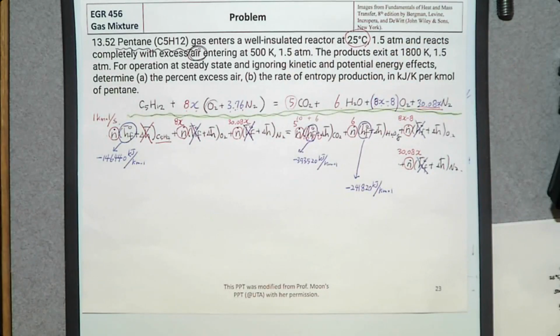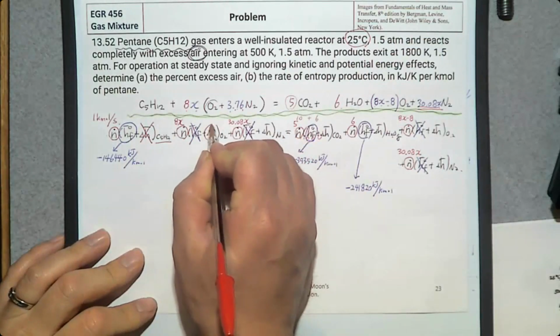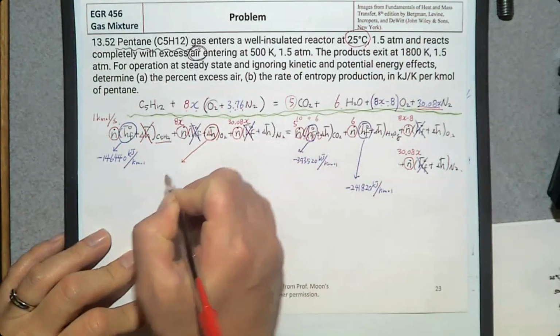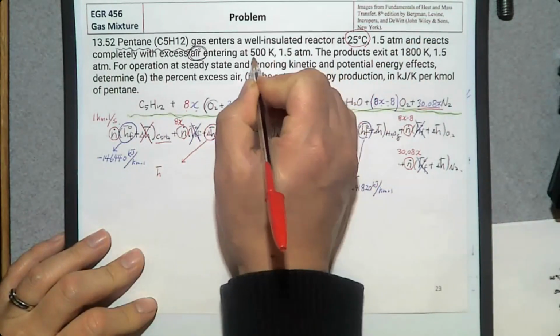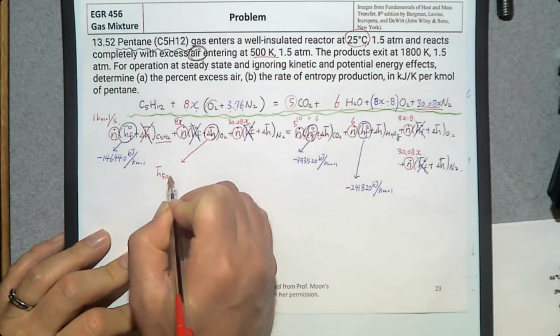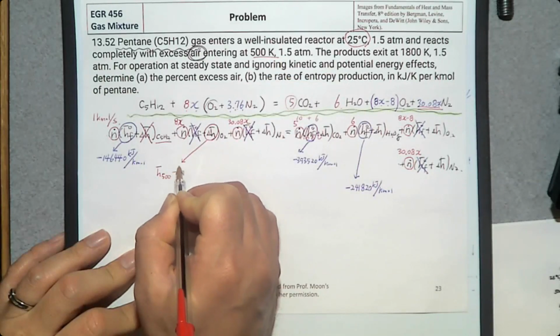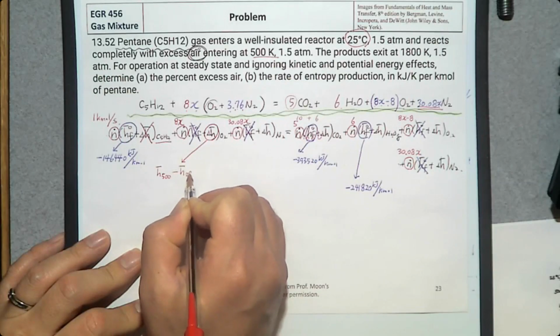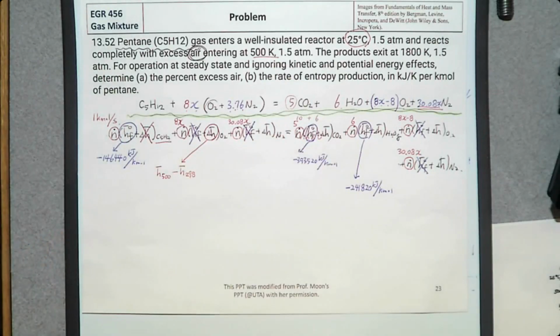What about oxygen in the reactant? This one. What is the temperature of oxygen? Air entering at 500 Kelvin is not the standard temperature. So we need to determine delta H. For oxygen, what is the given temperature? Delta H at 500. What is the standard temperature? Delta H bar at 298. So that's what we need to determine for oxygen.